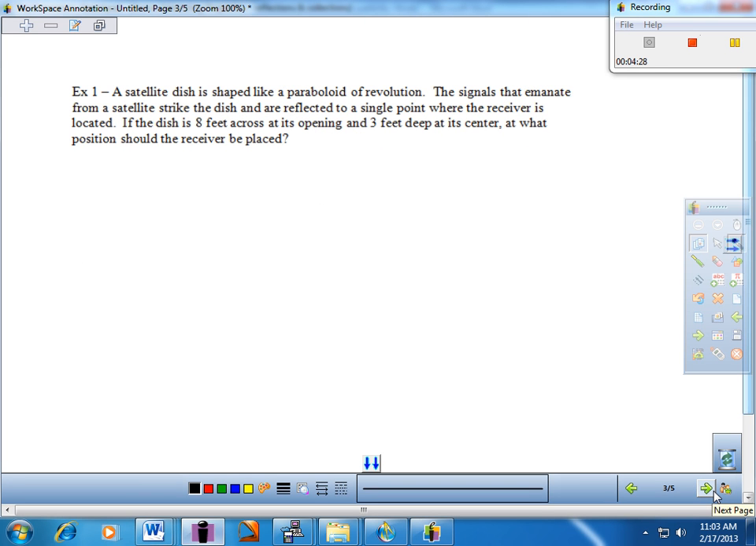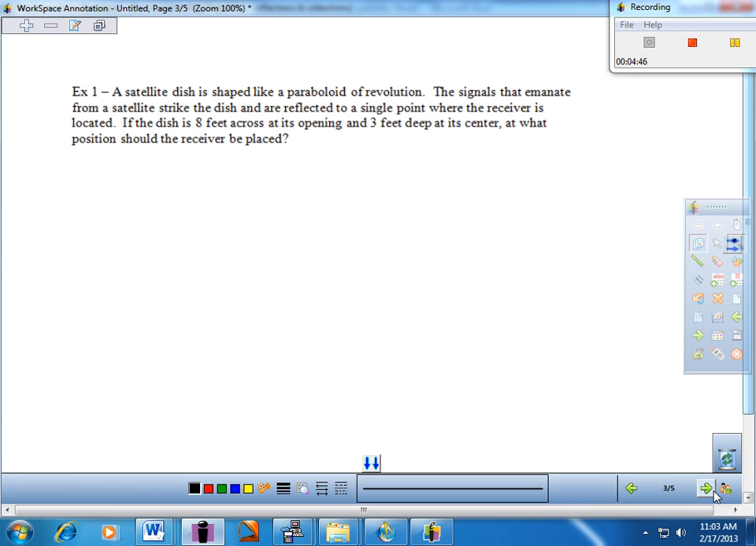The modeling is going to be very straightforward. That's the good news with this. So here we go. Example 1. A satellite dish is shaped like a paraboloid of revolution. The signals that emanate from a satellite strike the dish and are reflected to a single point where the receiver is located. If the dish is 8 feet across at its opening and 3 feet deep at its center, at what position should the receiver be placed?